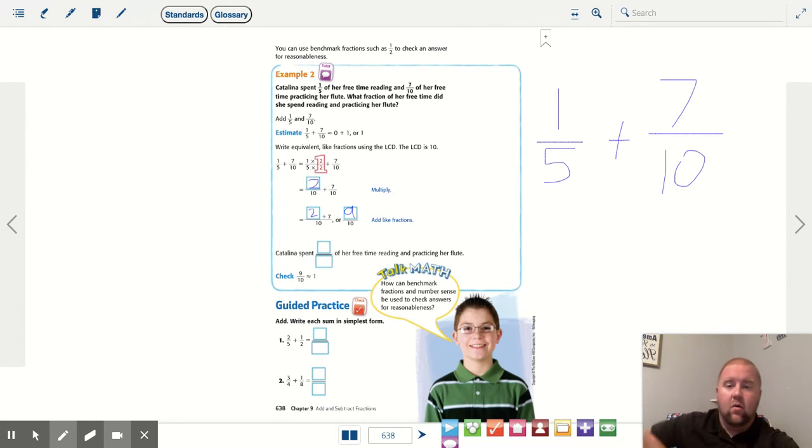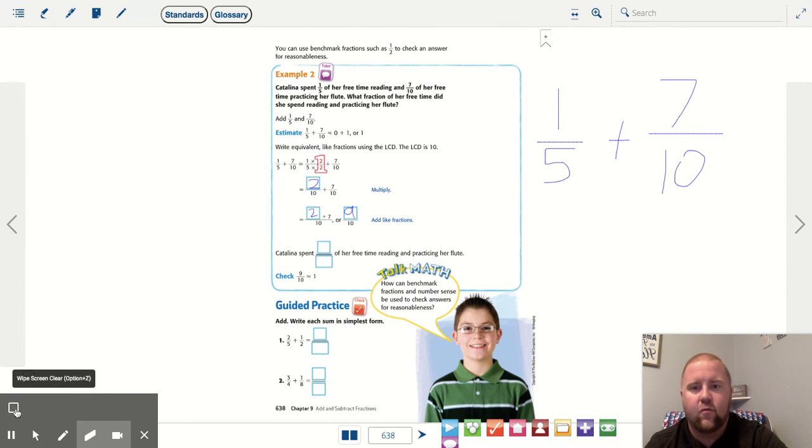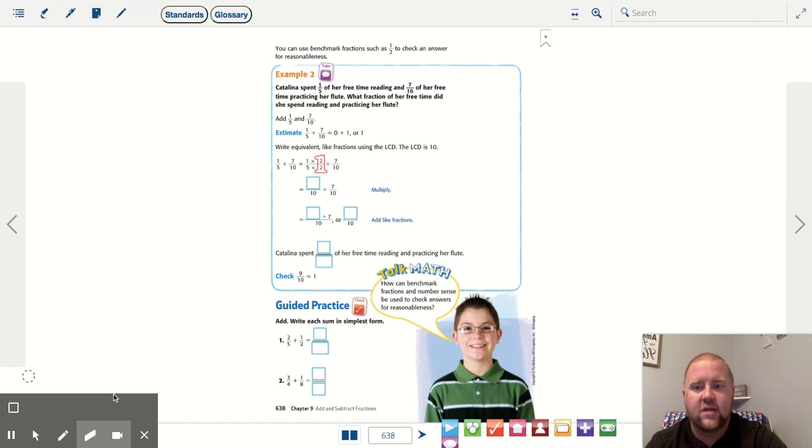All right. So down here for guided practice, you can try those. I'm going to move on to the next page for the adding of the unlike denominators, because that'll give us a little bit more space to work.